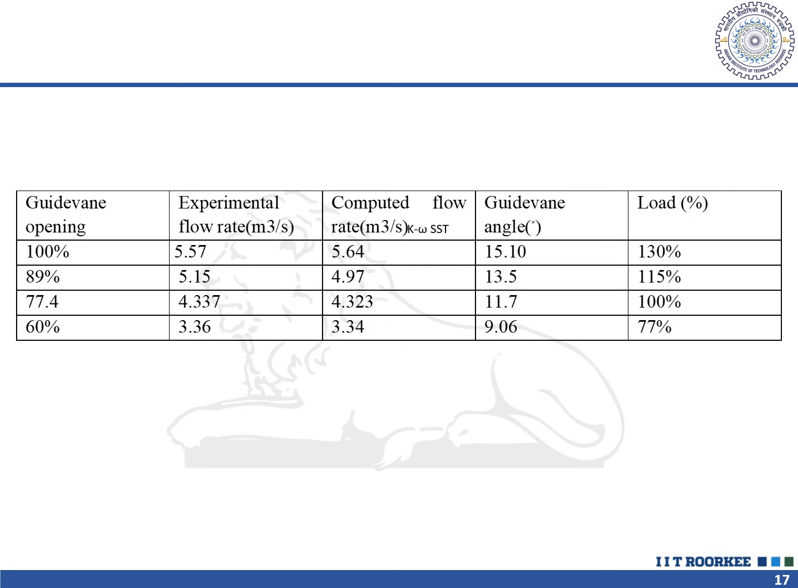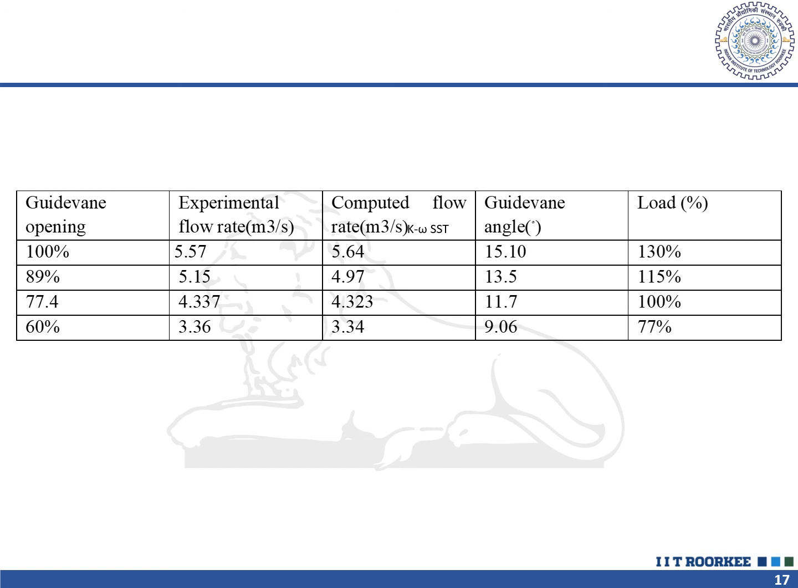On the basis of simulation result and experimental flow rate in the hydropower plant, the guide vane angle at corresponding load is as given in the table. At the 100% guide vane opening angle, the experimental flow rate is 5.57 meter cube per second, and the computed flow rate by using the K omega SST turbulence model is 5.64 meter cube per second, and the corresponding guide vane angle is 15.10 degrees.